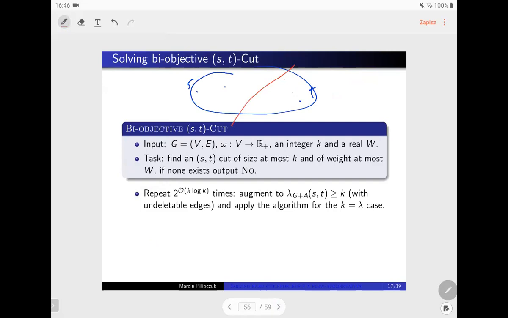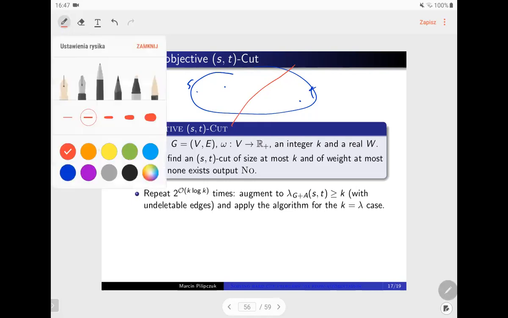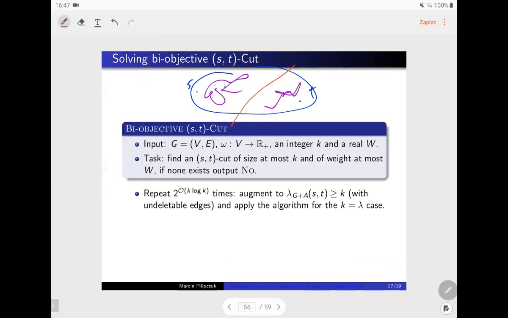And we said that if this cut is a min cut between S and T, the minimum cardinality cut, then the problem is simple. So now we can apply our flow augmentation lemma from the previous slide to add some violet edges to the graph that will increase the flow to K, the size of the cut we are looking for. And if it succeeded and increased the flow but didn't break the solution, then the routine for when K equals lambda will actually find us the solution.